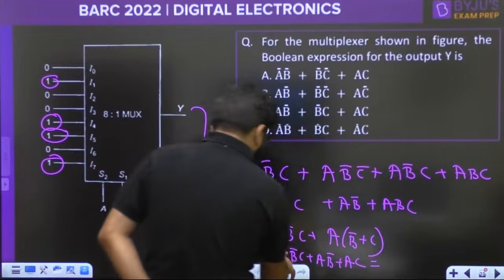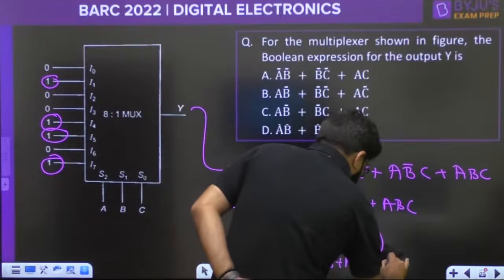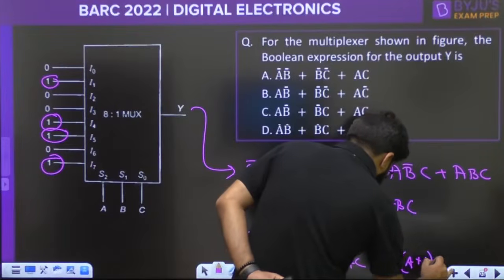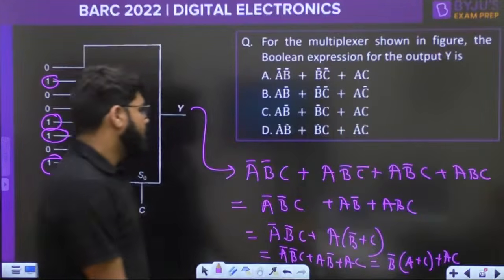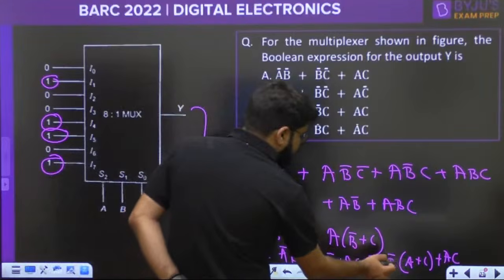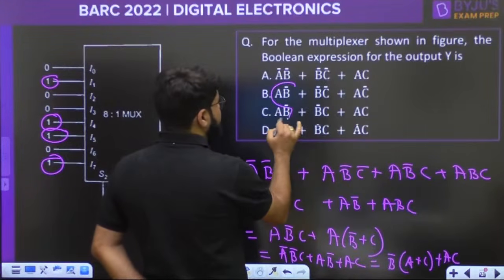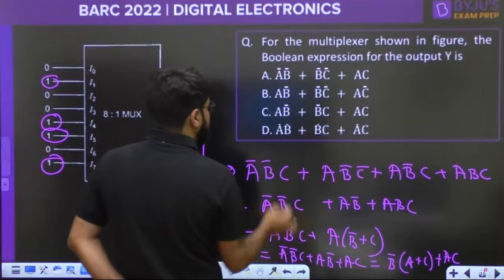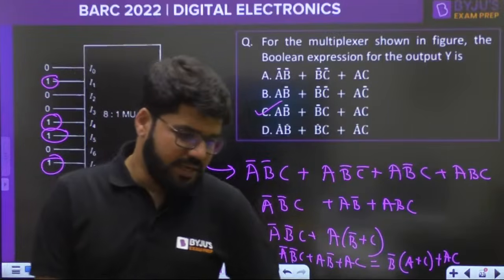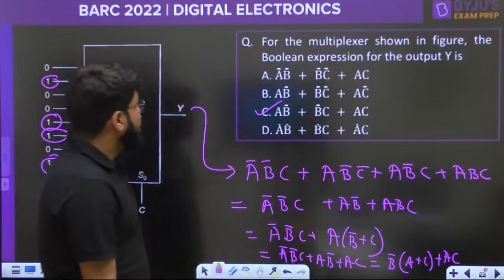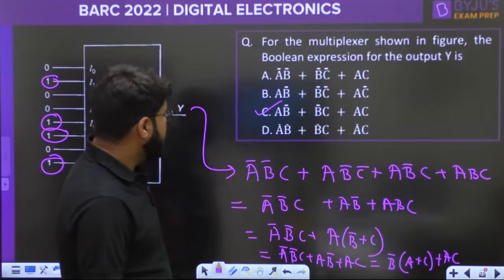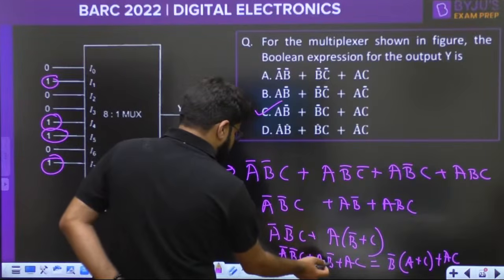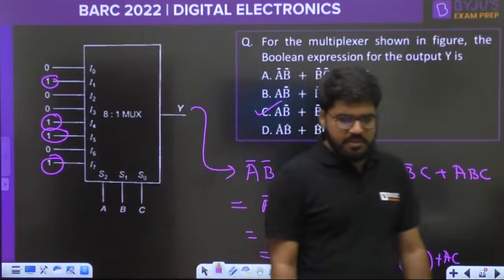And then from here B bar is common. If you take B bar common, A plus A bar C will be A plus C, plus AC. So A B bar is coming, plus AC is coming, and then plus B bar C is coming. Option number C. Or you can use the K-map also directly. Option number C is coming up finally. Let me check again. B bar, A plus A bar C is A plus C. Correct. Option number C.